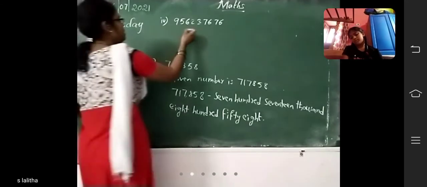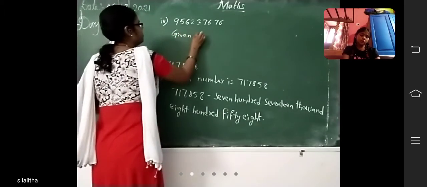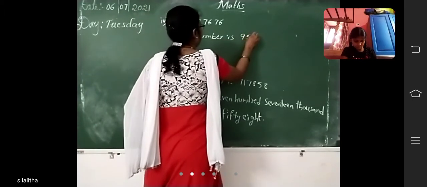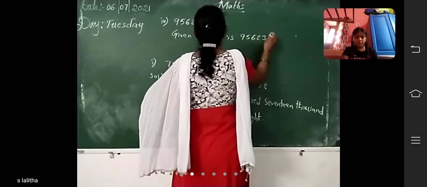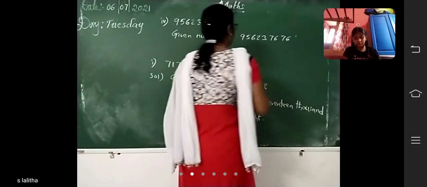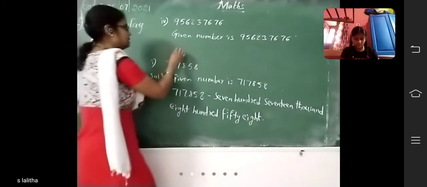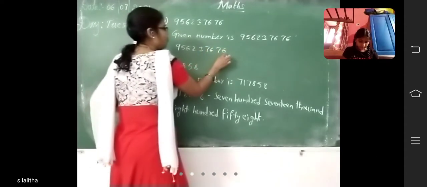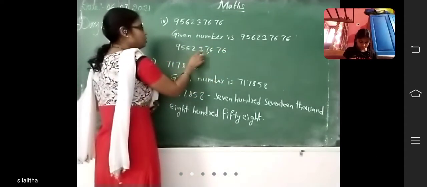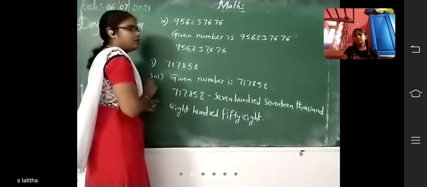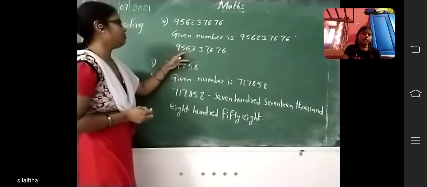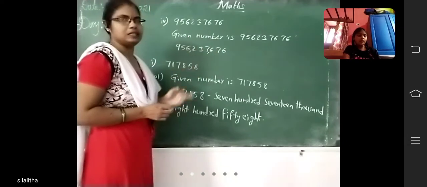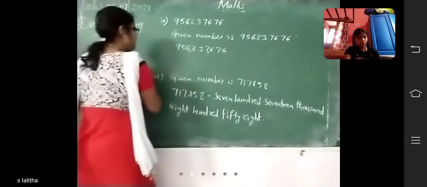Now, what is the given number here? The given number is 956237676. Now you should keep the commas in the international system. 956237676. 1, 2, 3. Keep the comma. 1, 2, 3. Keep the comma. 1, 2, 3. Okay. Now read this number: 956,237,676. Okay, ma'am. Now write in words.